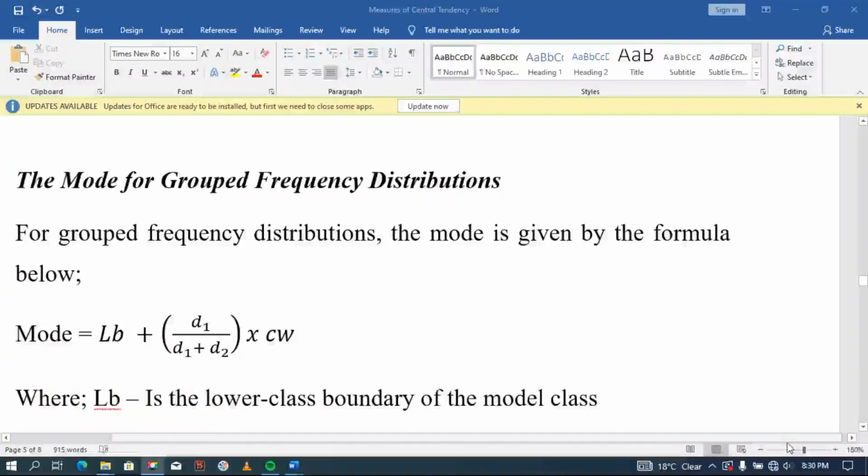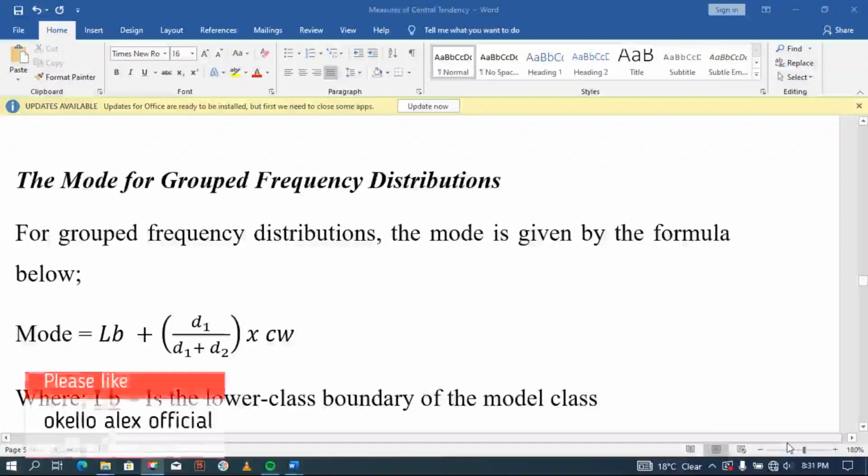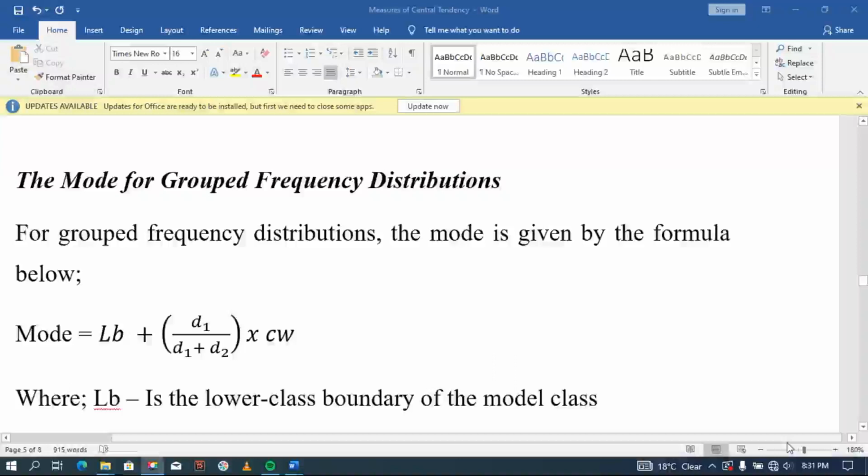It is a continuation from where we stopped last time. We looked at the mode, but I want to resume from that point: how to compute the mode of a grouped frequency distribution. We saw how we can compute the mode for a simple frequency distribution, and then how to compute the mode of individual observations. So let's look at how we can find the mode when it comes to a grouped frequency distribution.